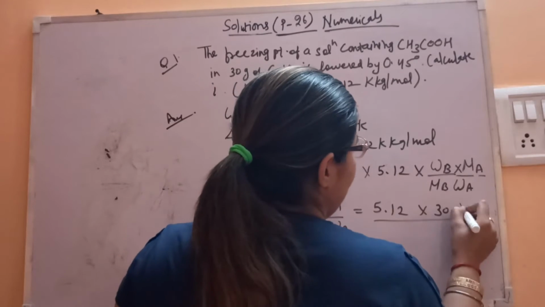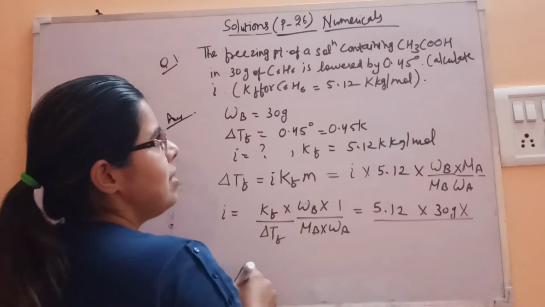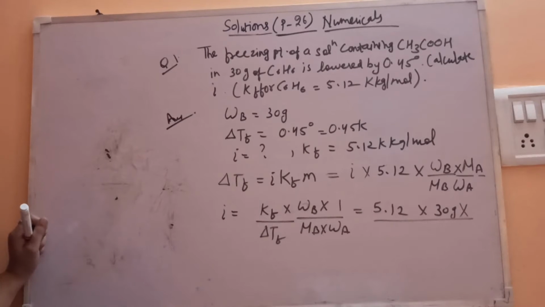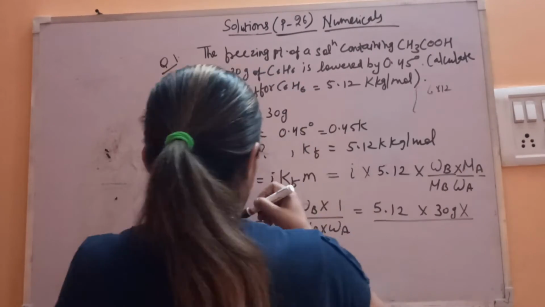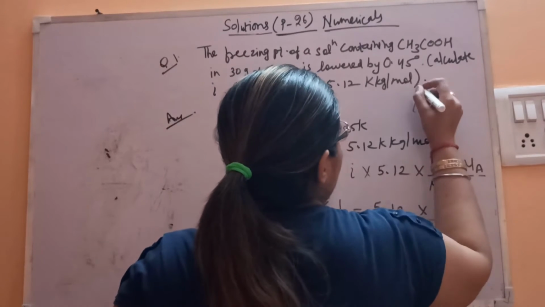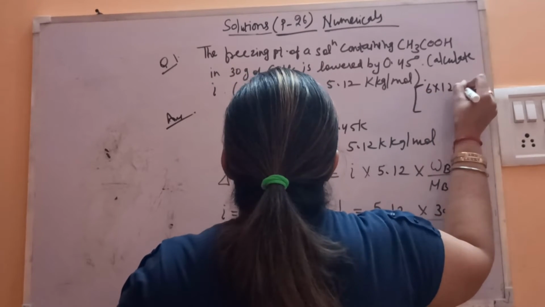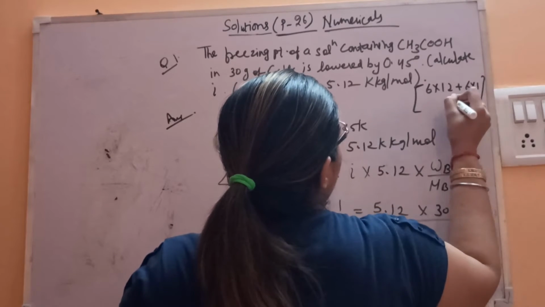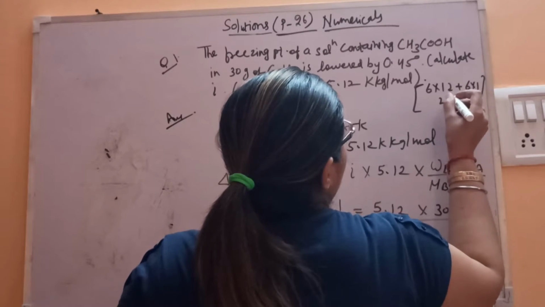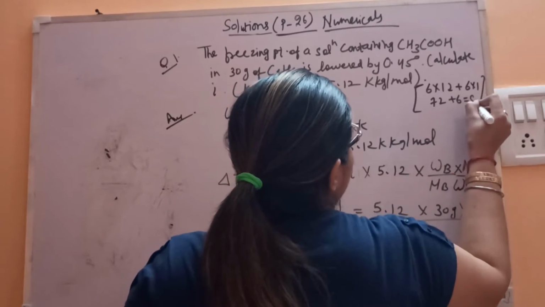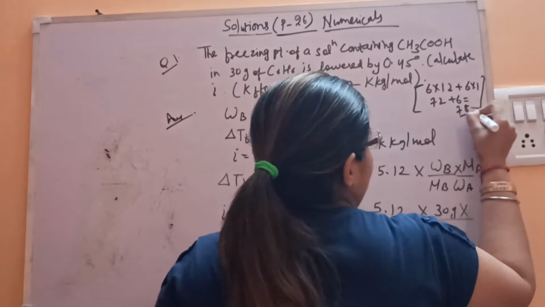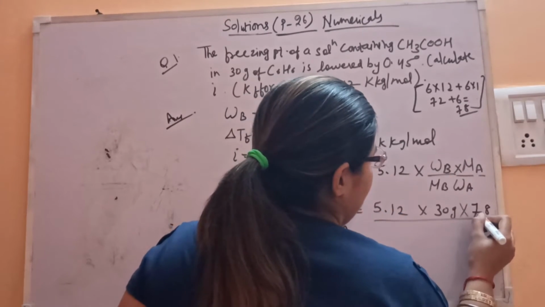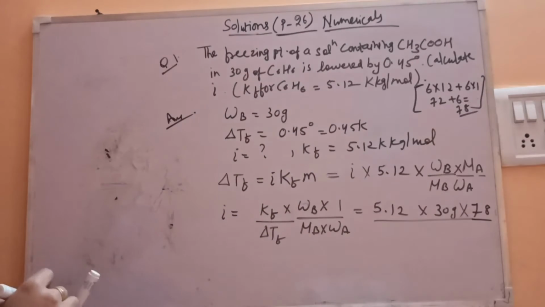Fine, so molar mass of benzene. Benzene is C6H6. So 6 into 12 plus 6 into 1, 72 plus 6, that is 78, sorry, 78 is benzene, gram per mole. But the mass of the solvent too is not given.